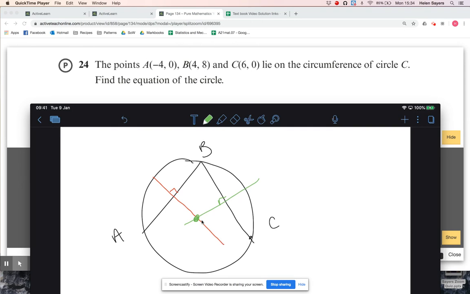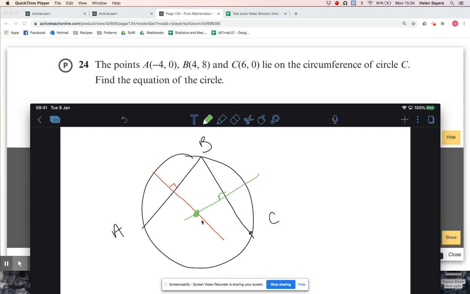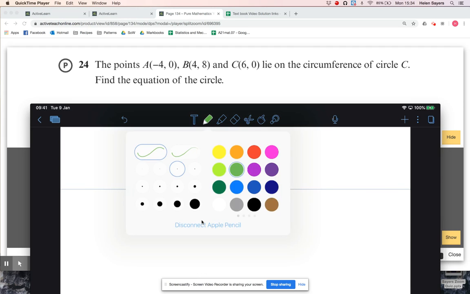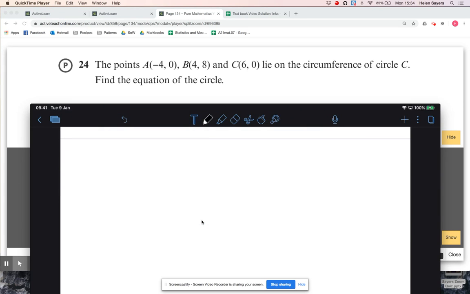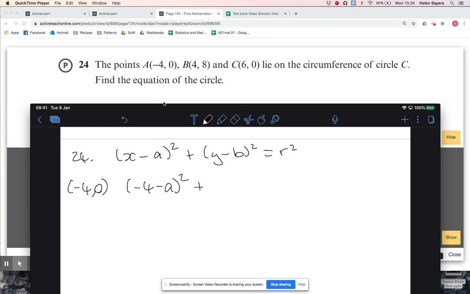So I'm actually going to just show you an alternative, and then you can use whichever you're happiest with. So I'm going to do it algebraically. I know that the equation of a circle is going to be of the form x minus a all squared plus y minus b all squared is r squared. And I've got 3 sets of coordinates. So I've got minus 4, 0. If I substitute that in, if x is minus 4, that becomes minus 4 minus a all squared. If y is 0, that's just going to be minus b squared, which is b squared.